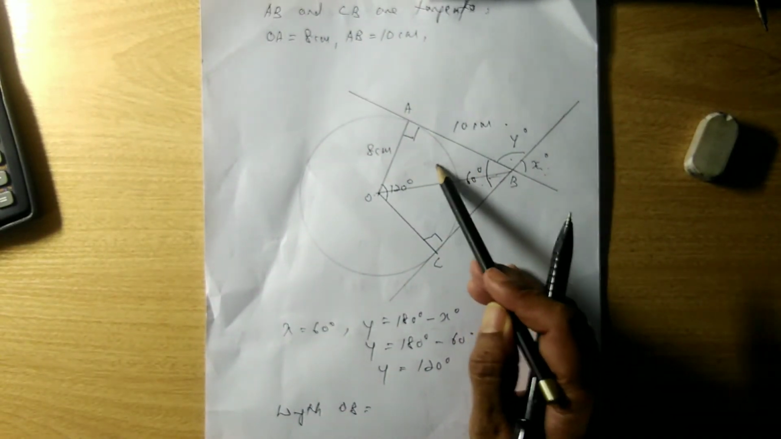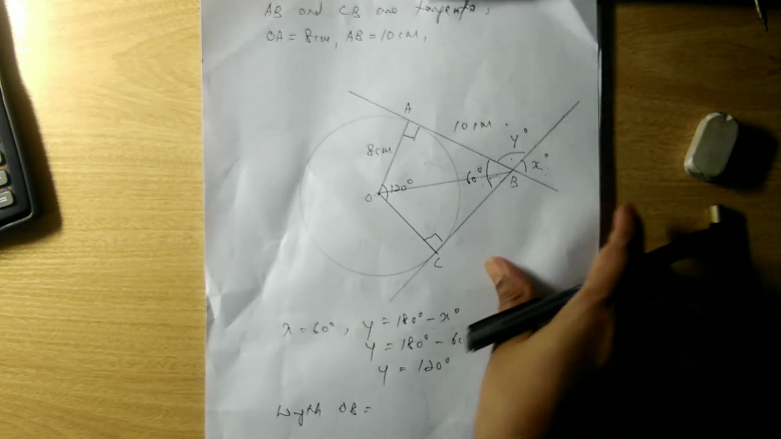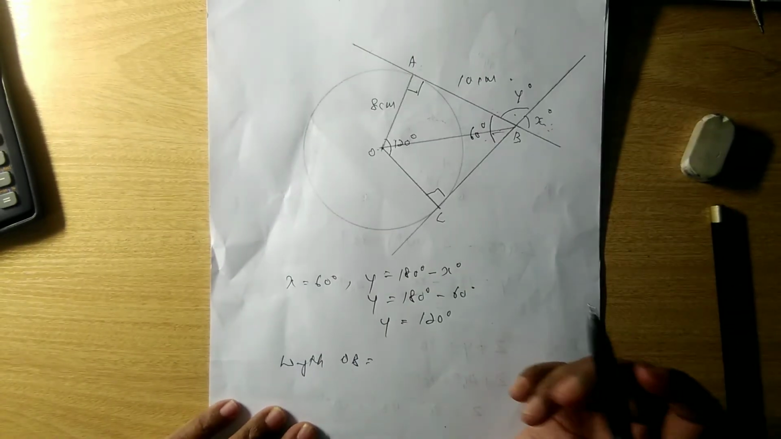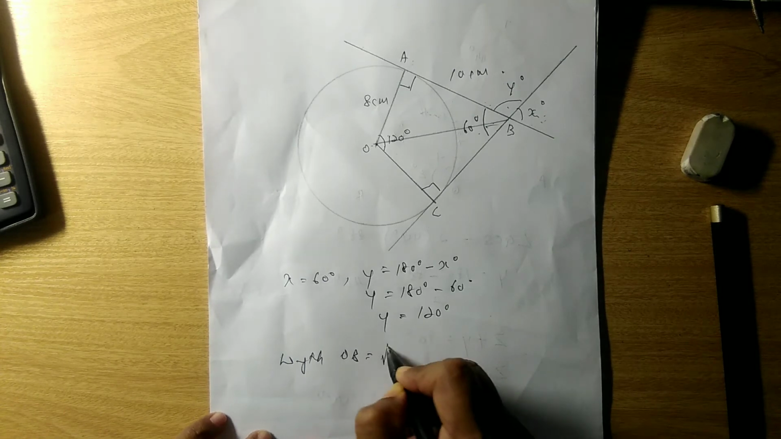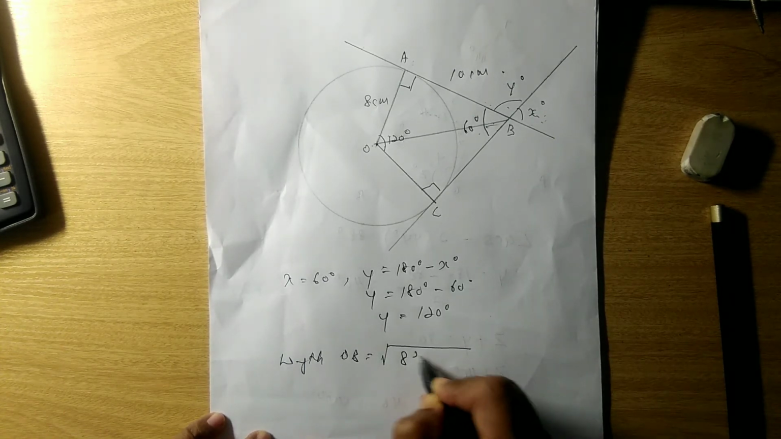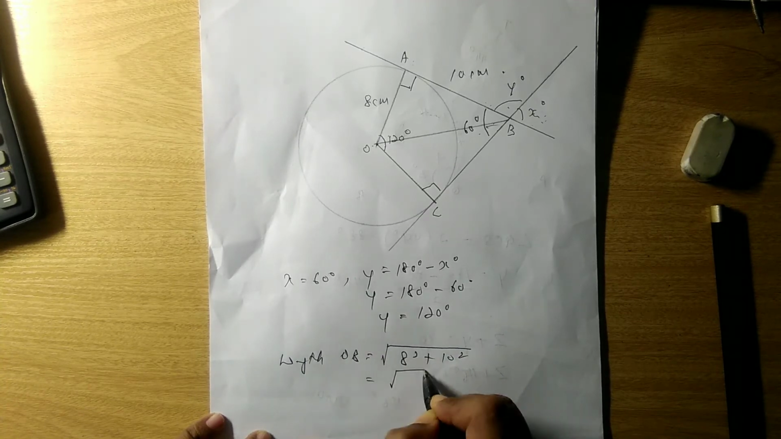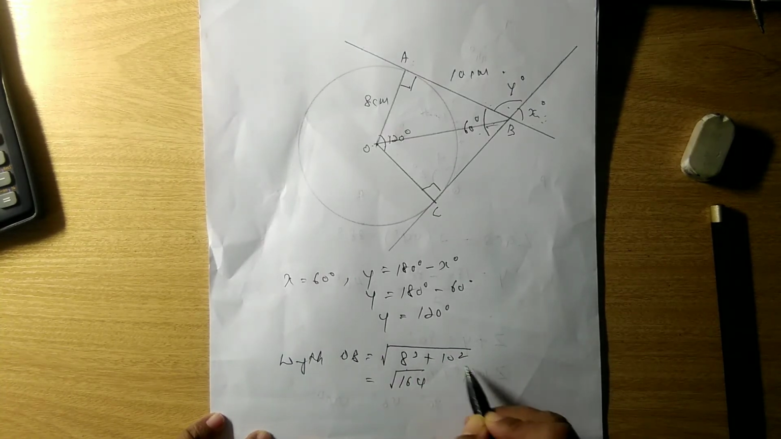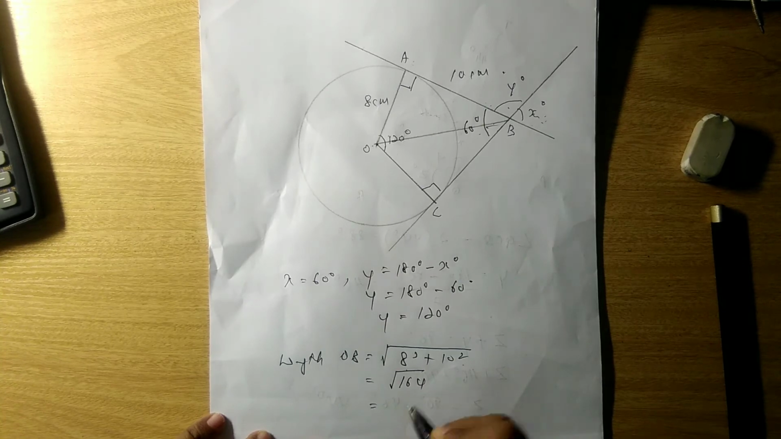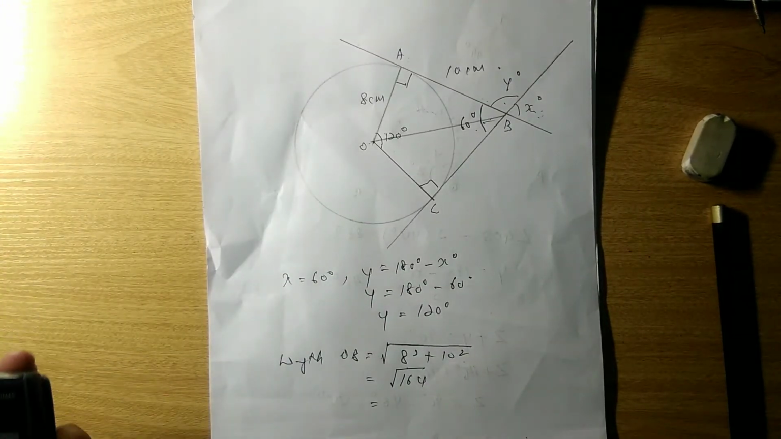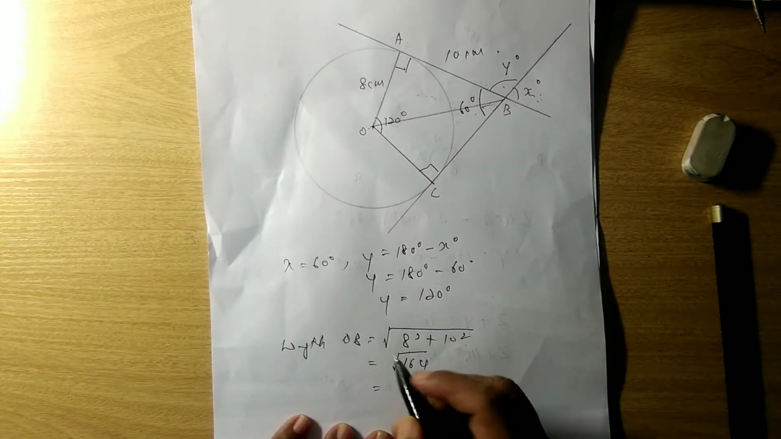This is a right angle triangle. So to find your OB, I'm going to use the Pythagoras rule. It's the square root of 8 squared plus 10 squared. So this is 64 and 100, which is 164. The square root of 164 is 12.81 cm.